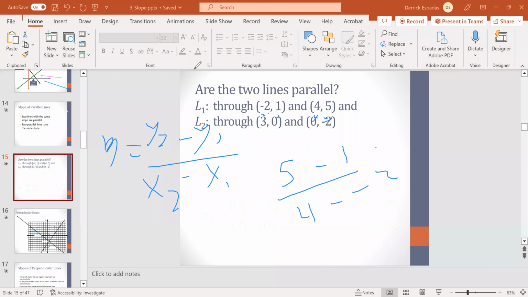All right, so then 5 minus 1 is going to be 4. Minus makes a positive. So 4 plus 2 is 6. Now we can reduce this because these are even numbers, and we know that even numbers can be reduced by 2. 2 goes into 4 2 times. 2 goes into 6 3 times. So our slope is 2/3. Now for these two lines to be parallel, line 2 has to have a slope of 2/3.